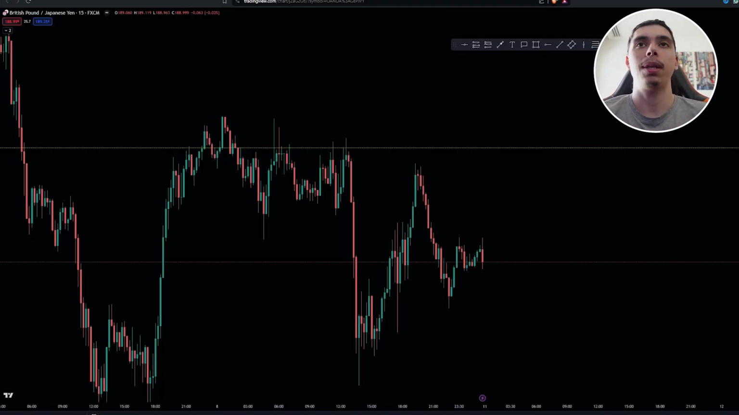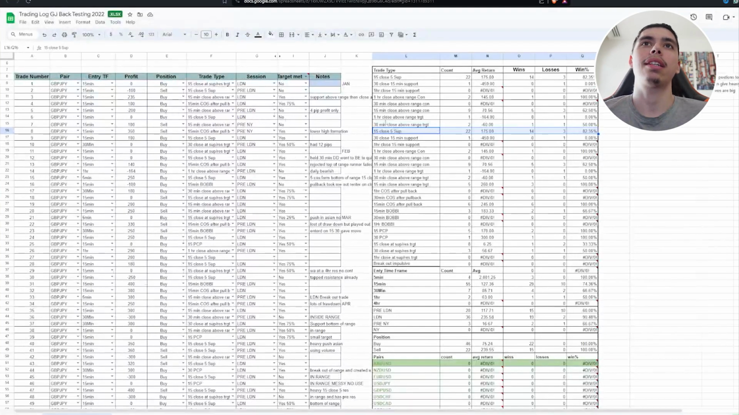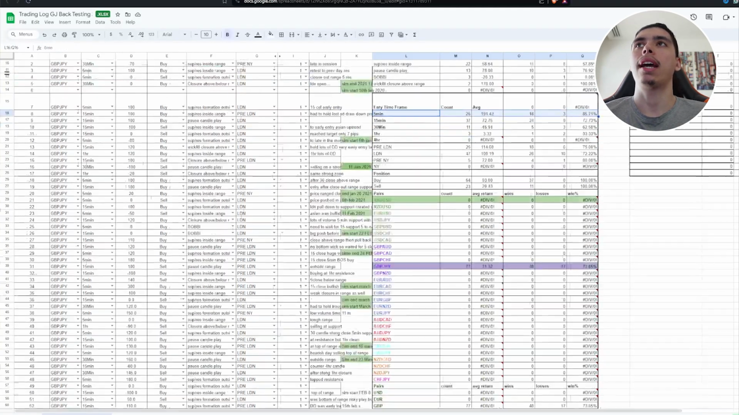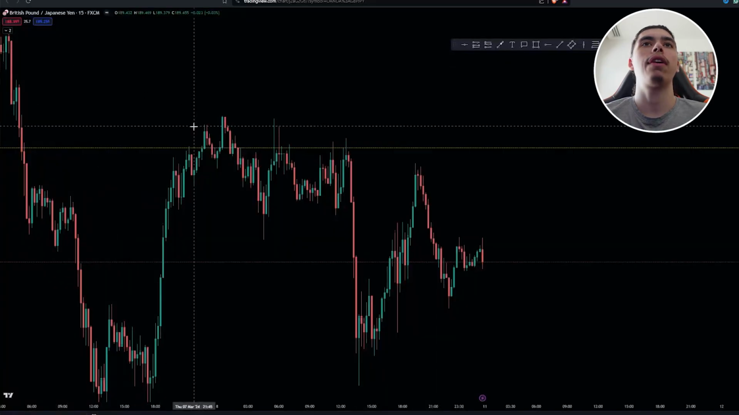Now, this entry model has been tested over years. I can show you the backtesting data. I'll show you the live data as well. So if we can see here on this first backtesting, 5-minute close, 15-minute close, 5-minute support, 82% win rate, right? And we can see again on another spreadsheet of mine, 5-minute here, again 85. So 82 to 85%, we can round it off at, let's say, 80% win rate backtested.